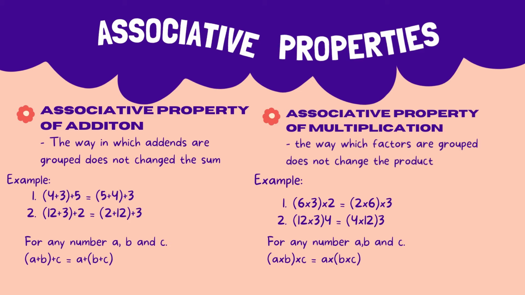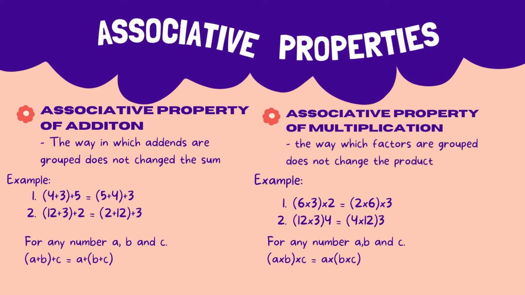So let's have an example for the associative property of addition. 4 plus 3 is grouped in a parenthesis and 5 is separated. As you can see, even if we change the grouping of the numbers, the result will still be the same. So 4 plus 3 plus 5, and then 5 plus 4 plus 3. Another example is a group of 12 plus 3 and then plus 2, which is the same as 2 plus 12 plus 3. So for any numbers a, b, and c, the group of a plus b added to c and the group of b plus c added to a are just the same.